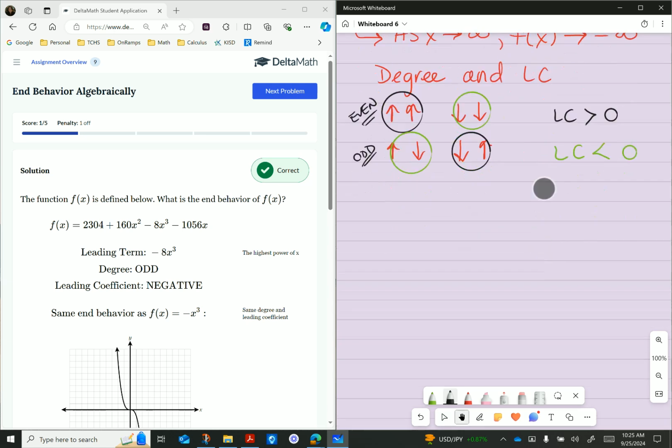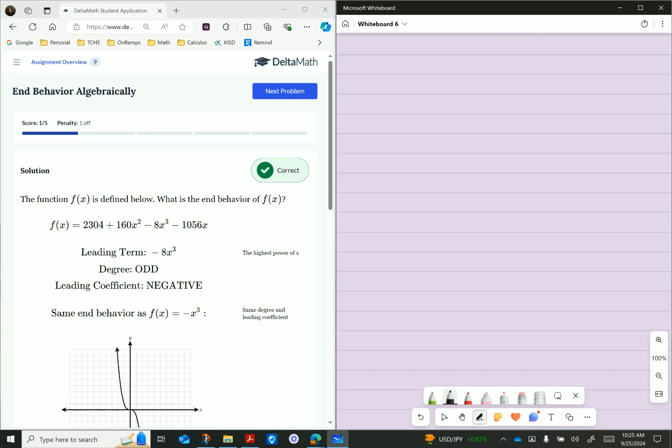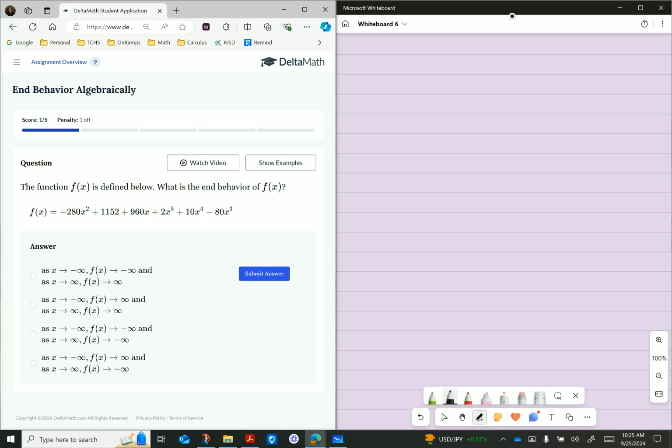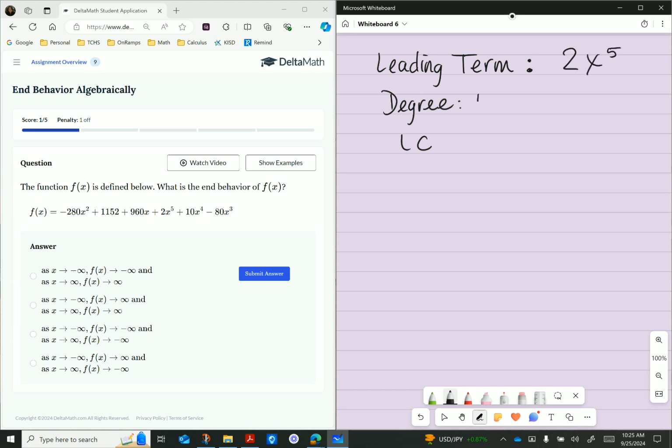All right, let's do one more problem. Next problem. Let's find the leading term, and the leading term provides us with the degree and the leading coefficient. The degree is going to be the highest exponent, which is a 5. So my leading term is 2x to the 5th, where the degree is 5 and the leading coefficient is 2, and 2 is definitely bigger than 0.